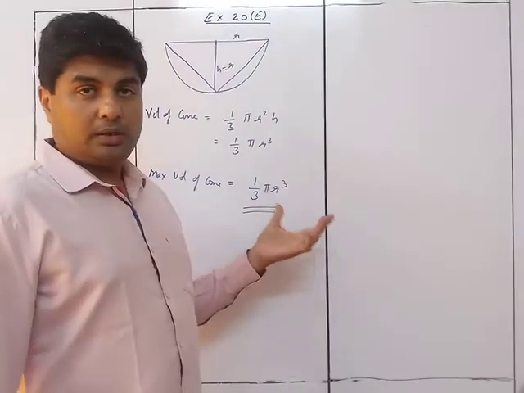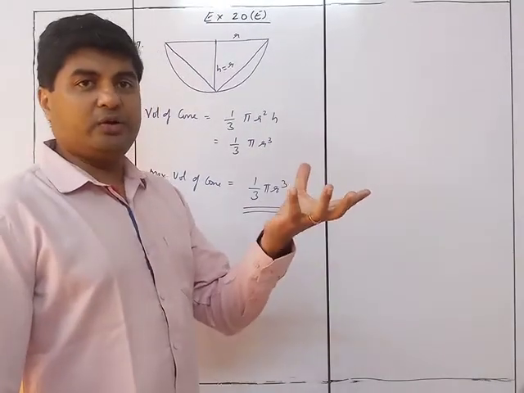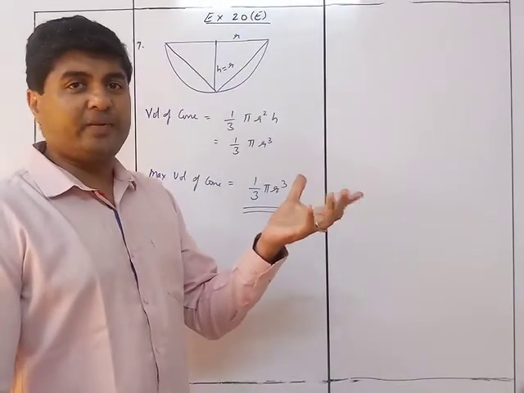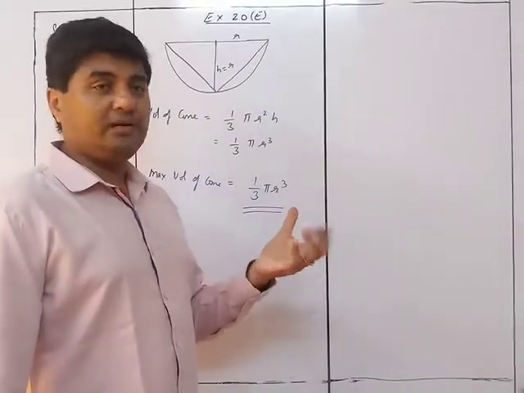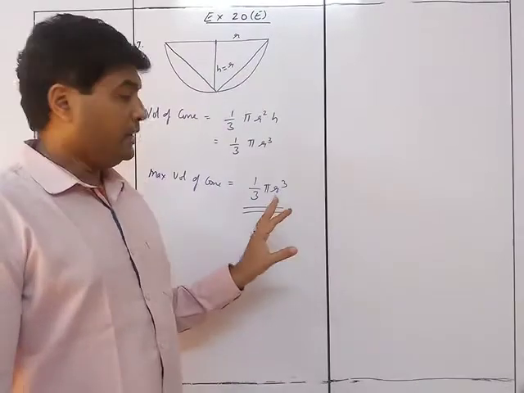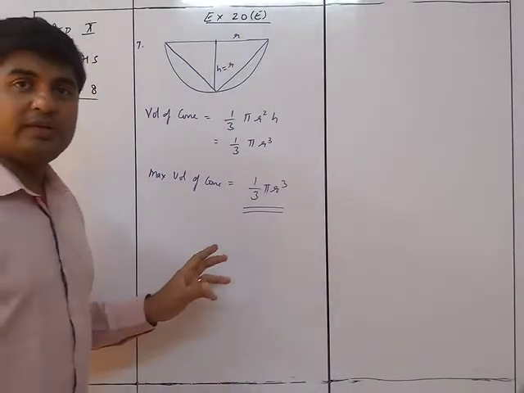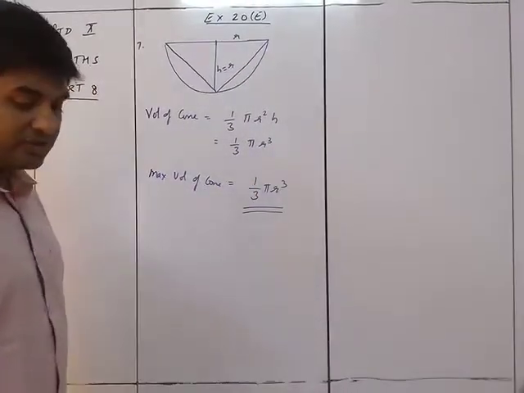So if a hemisphere is given to you of 5 centimeter, it will be 5 cube. If it is of 10, it will be 10 cube, and so on. So it will be directly related to the hemisphere. This was sum number 7.